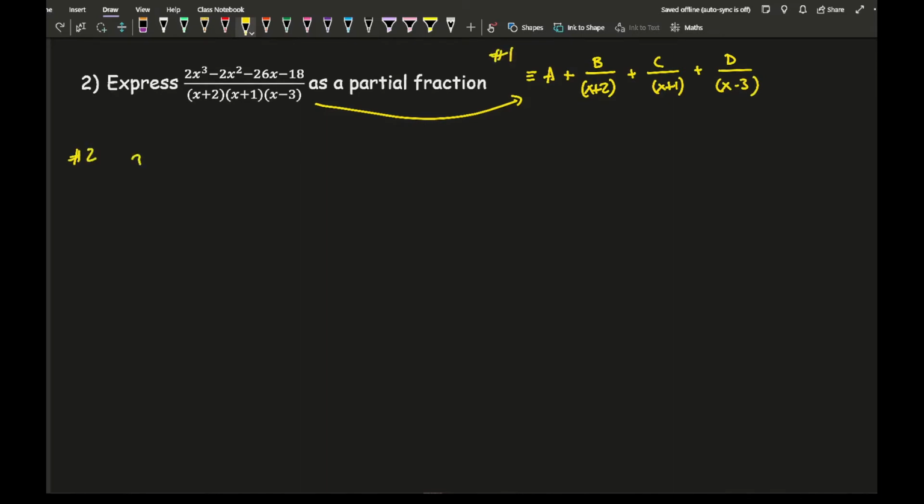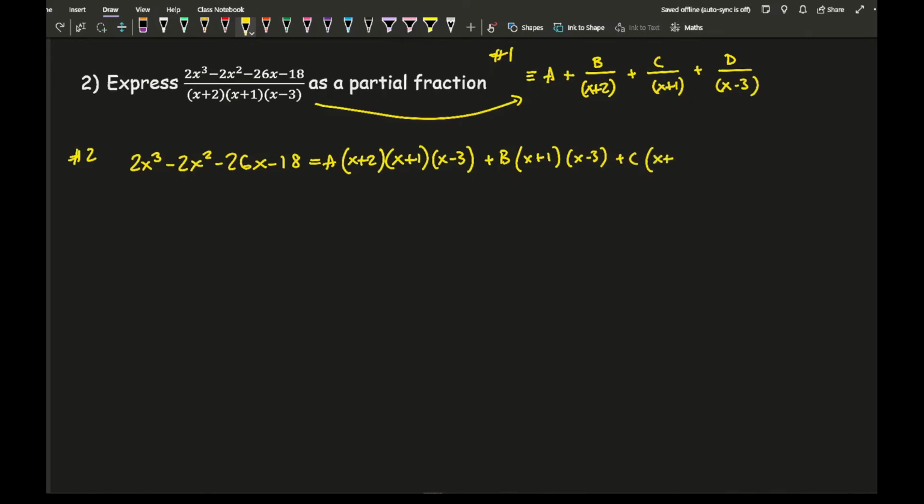So what I end up with is 2x cubed minus 2x squared minus 26x minus 18 is going to be equal to a lots of x plus 2, x plus 1, x minus 3, plus b lots of x plus 1, x minus 3, plus c lots of x plus 2, x minus 3, and finally d lots of x plus 2, x minus 1. So again, it's a lot of faff, a lot of writing out that we need to do, but it's something that we need to do.